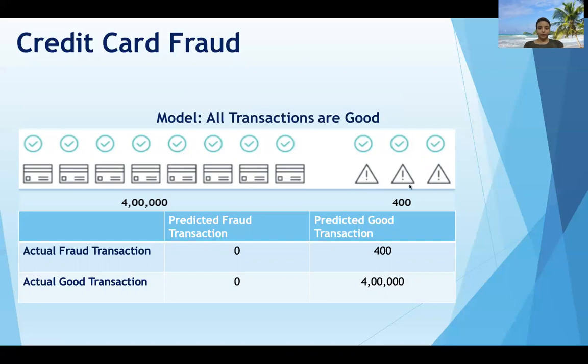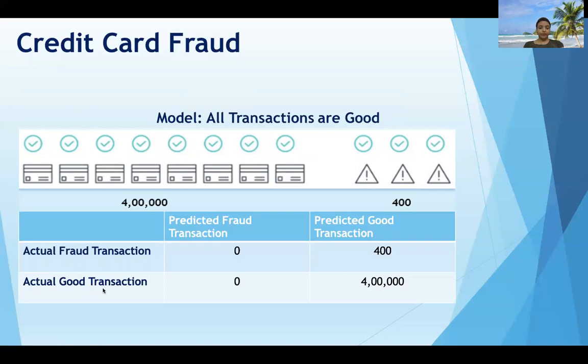Actually there are 400 fraud transactions, and out of these, how many have we predicted as fraud transactions? It is zero. None of them have we predicted as fraud, so it is zero here. Out of the actual fraud transactions, how many have we predicted as good transactions? Obviously we have predicted all as good, so this is 400 here.